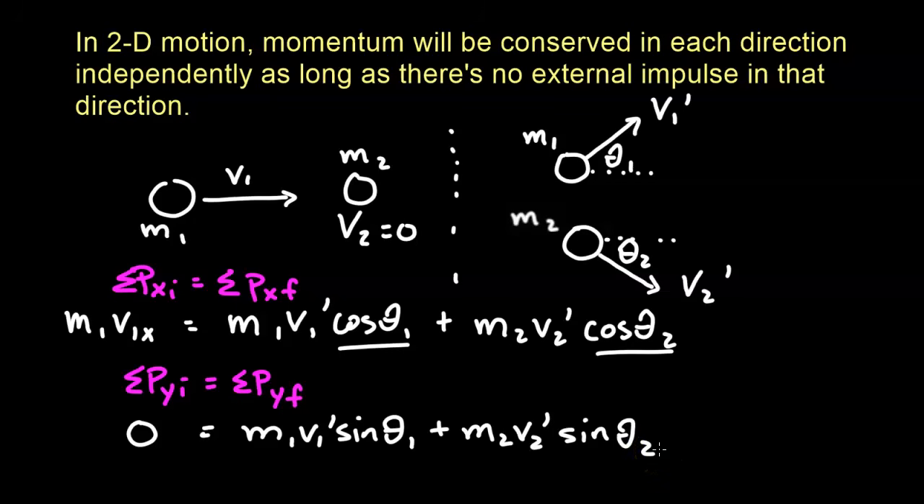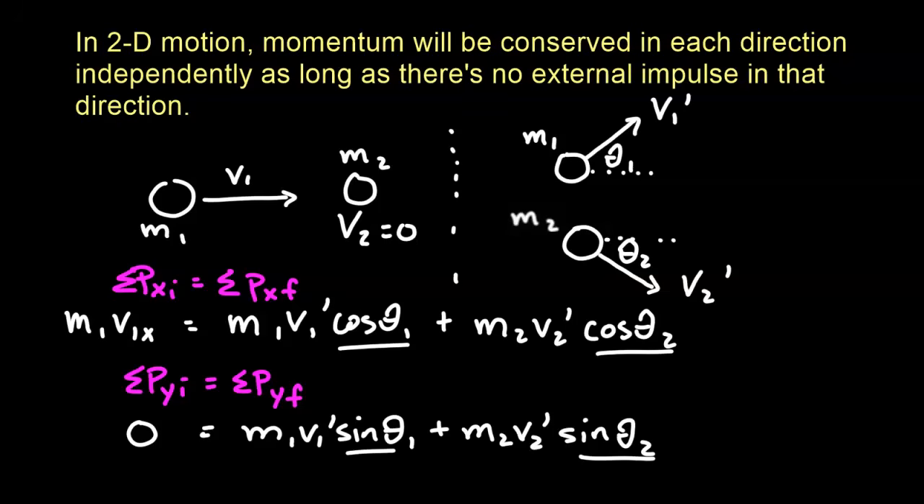And you can see that initially in the y direction there was 0 momentum, so that's going to be on the left, is equal to, and we're going to use sine theta here because now we're looking at the y component, or the vertical component, of the velocity. For a more mathematical analysis of these types of two-dimensional momentum problems, check out the video in the top right corner.